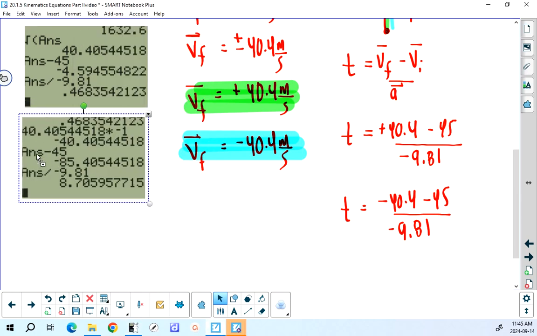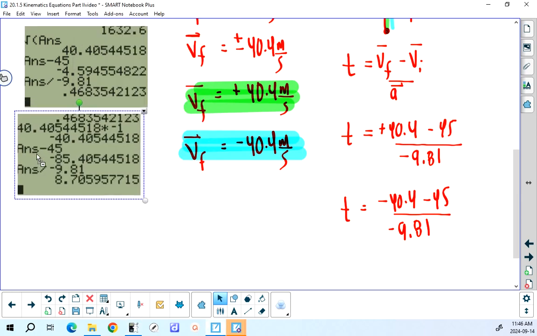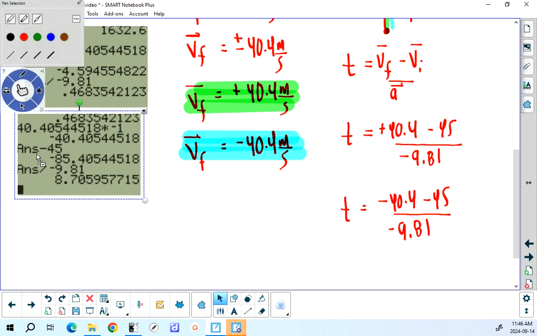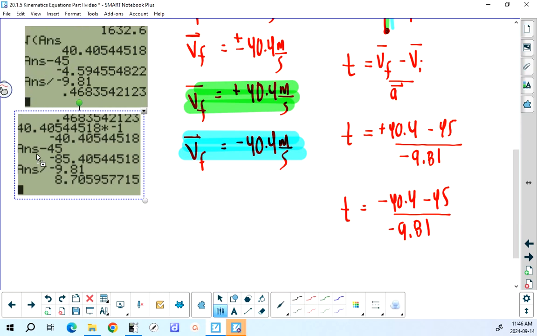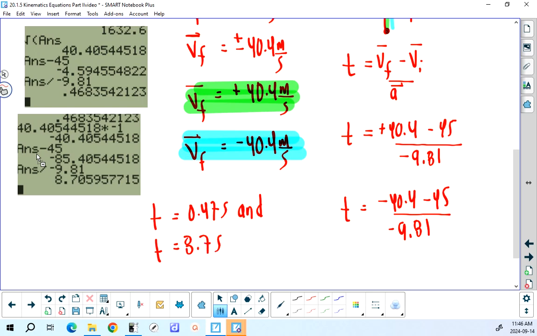So there are two answers to this question. The question was, at what time is the object 20 meters above the ground? It's 20 meters above the ground at 0.47 seconds and at t equals 8.7 seconds. So those are the completed solutions to those four examples.